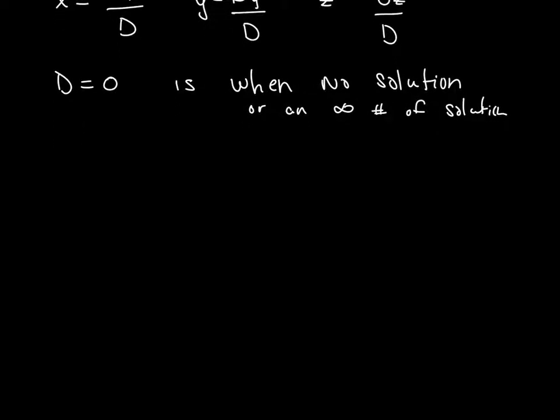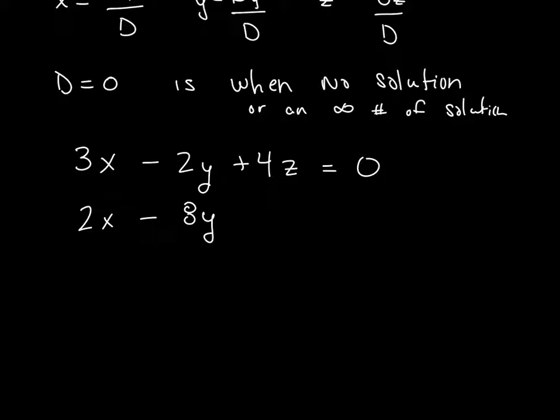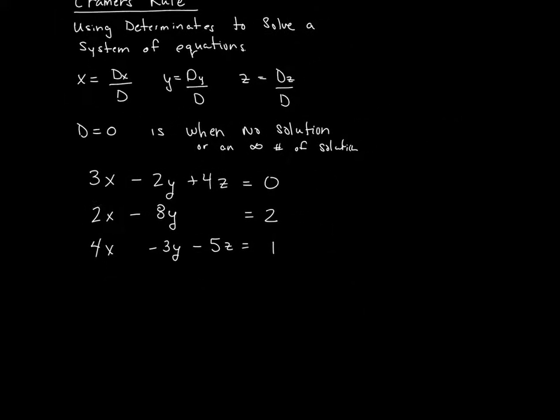So if we are looking at a system of equations where you have 3x minus 2y plus 4z is equal to 0. The next one would be 2x minus 8y is equal to 0, and 4x minus 3y minus 5z is equal to 1. Actually, let me change this number here. We're going to change that and make that a 2. All right, let me zoom out a little bit so we can talk about how to make all of these.